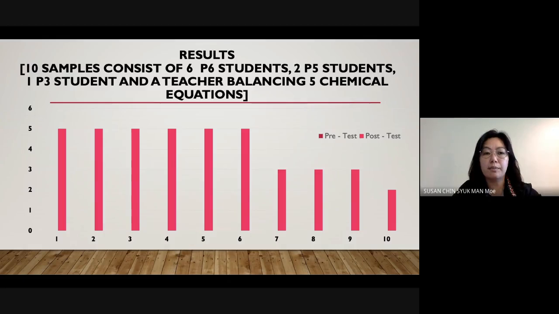Myhelper-Balancing mat. And surprisingly, we have 6 students, mostly from the upper level, primary 5 and primary 6, who are able to complete all 5 balancing equations successfully without any mistake. For the primary 5, they are able to complete 3, and for the primary 3, in the same time frame, he is only able to complete 2 balancing equations. And this result is really encouraging to me.